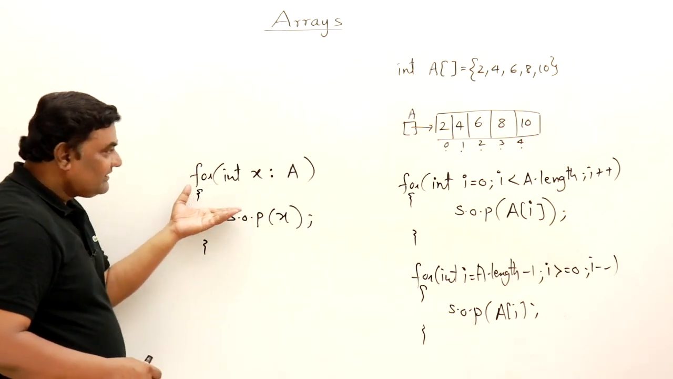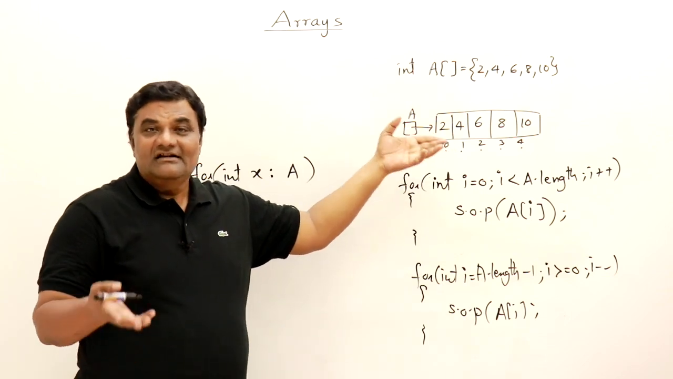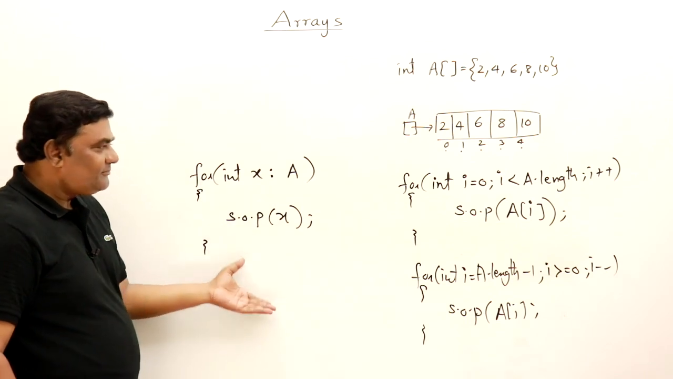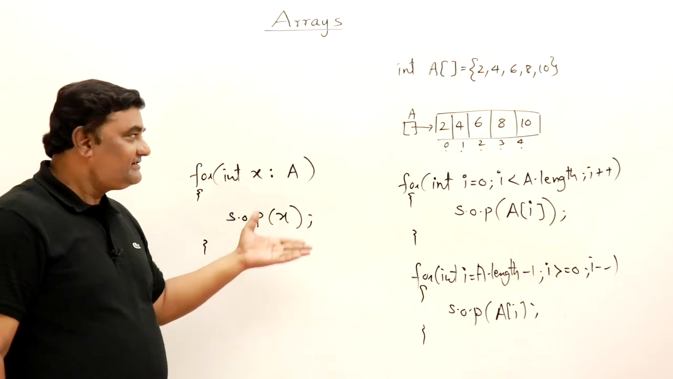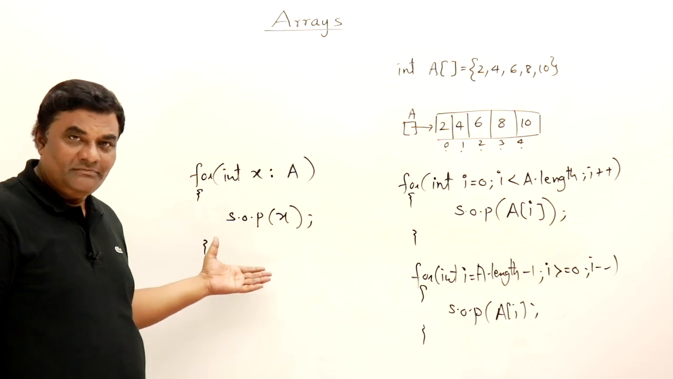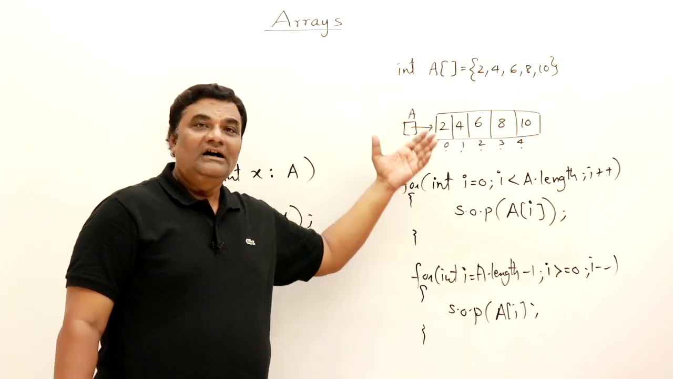But what is the difference here? x is taking the values, so we don't need the indices. Directly it is taking the values. So that's it. This is a more user friendly, or programmer friendly, loop. For accessing an array, this is the loop. So this is about the for each loop, which can access an array only in the forward direction. This is an alternate to the for loop upon arrays.